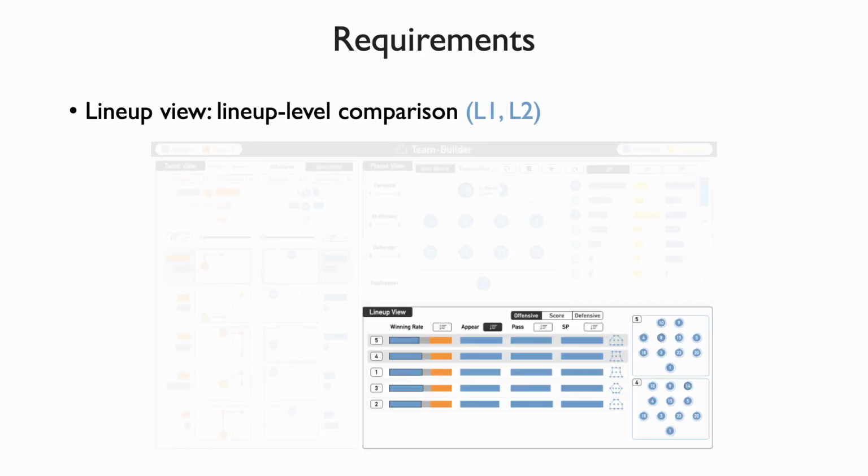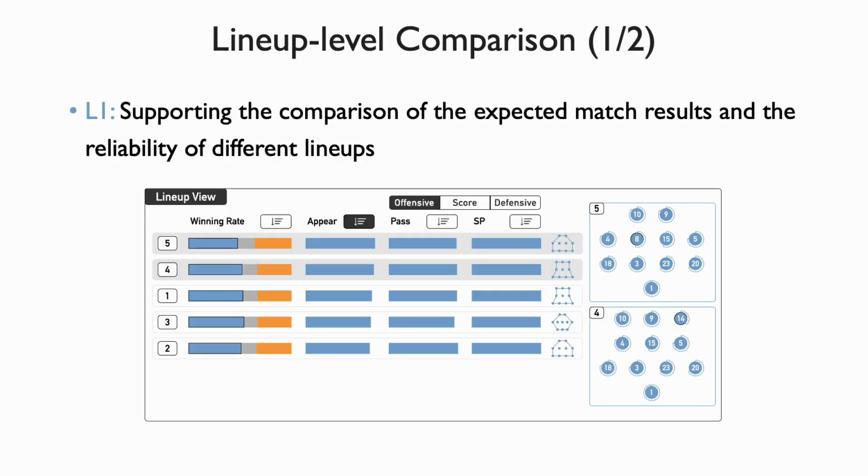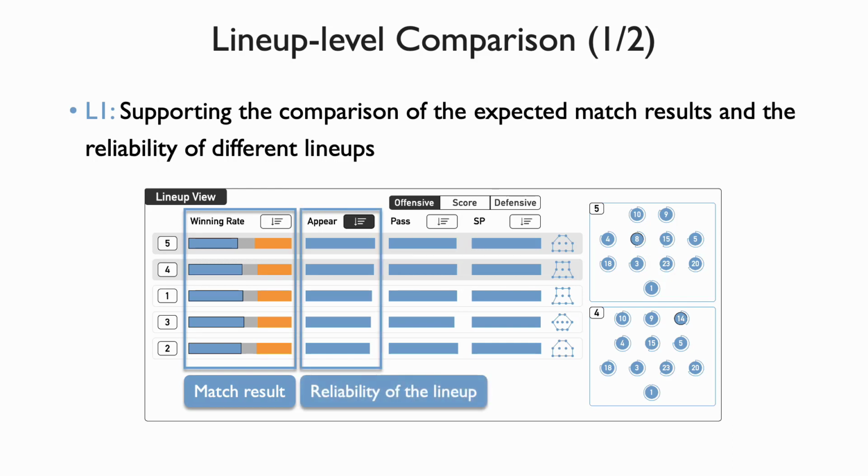bars. On lineup level comparison, we design a lineup view to identify the most suitable lineup with visual comparison on multiple criteria. In the lineup view, users can record multiple selected lineups in the candidate lineup list and compare the lineups according to different criteria. Each row of the list contains the predicted match result and the confidence score of the lineup to help users decide on the most suitable lineup.